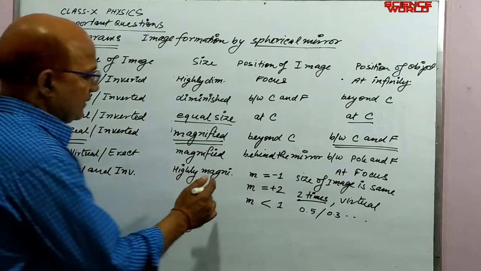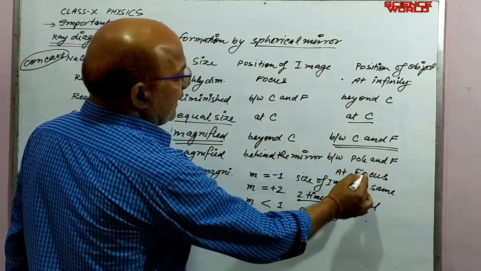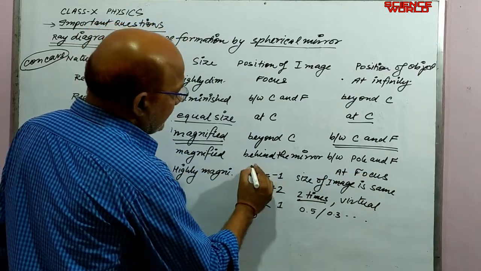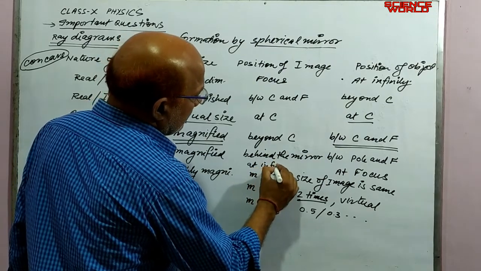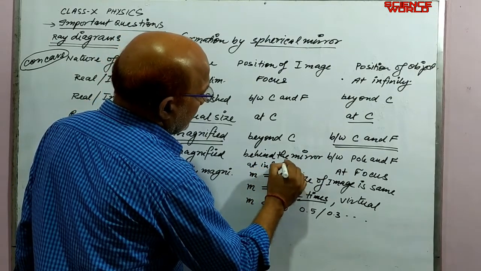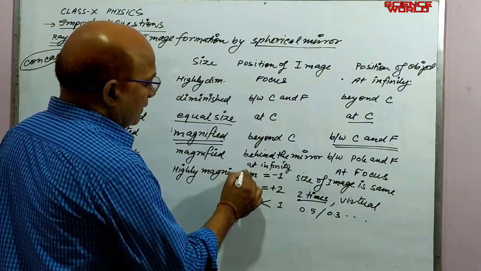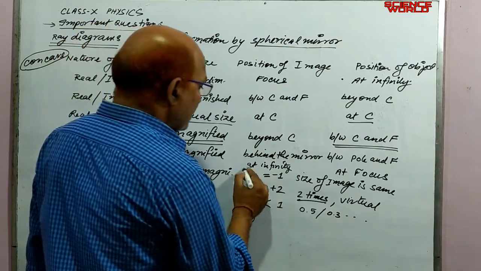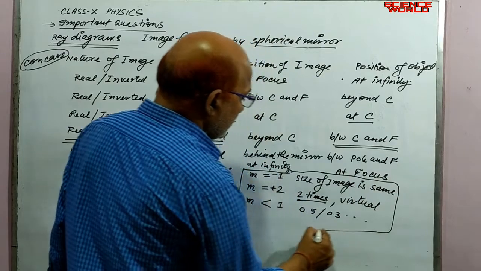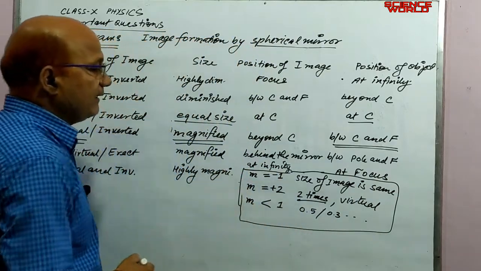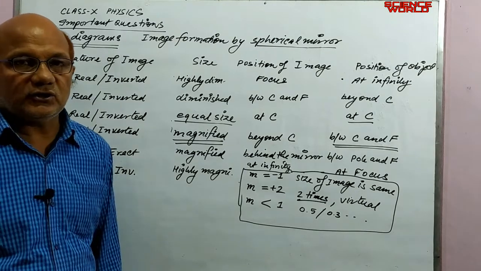Now, you can see one thing is left. When object is at focus, the image will be at infinity. Okay, and this image is highly magnified, and it is about the magnification and size of image. Now, again take a screenshot of it.